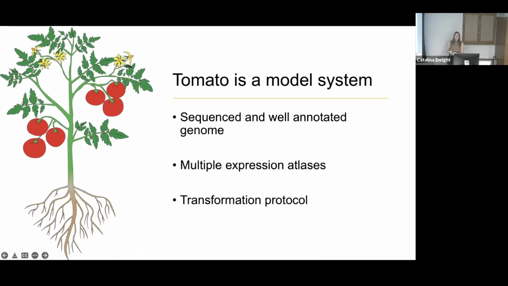Our lab uses tomato as our model system. This is because it has a great toolkit of genetic resources, including a sequenced and well-annotated genome, multiple expression atlases, and a well-established transformation protocol. In addition to this, it is also grafted. It is sold as a grafted crop.